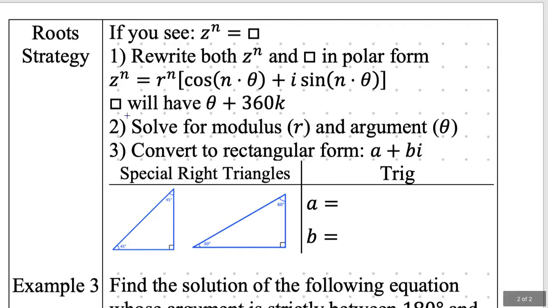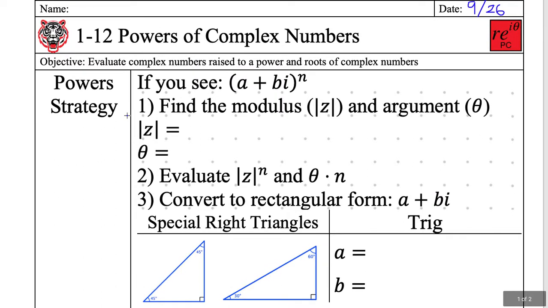There's generally two strategies, but they're both pretty straightforward. If you know 1-11 and everything before that, and you have it down like 5 out of 5 or even 4 out of 5, then this shouldn't be too hard of a lesson. If you kind of forgot some of those things, this is going to be a little bit hairy. We'll see. So power strategy.